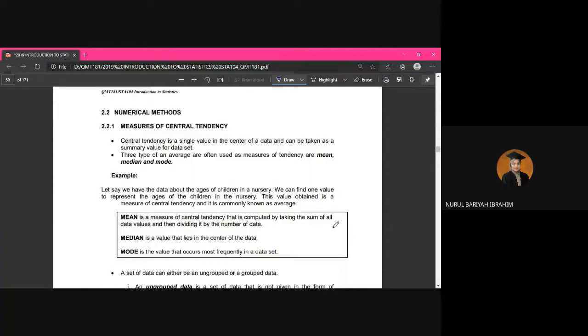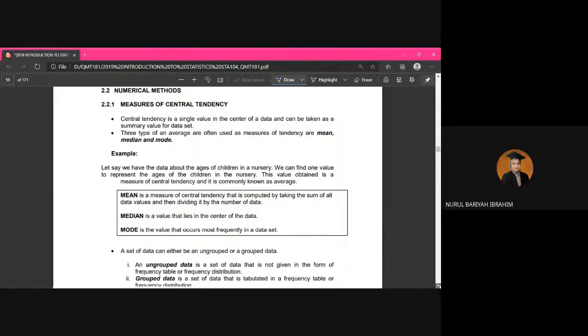So we have three values, like I said just now: mean, median or mode. So what is mean? Mean is the average, which we compute by taking the sum of all the data values and then dividing it by the number of data. So I believe that all of you are used to calculating the mean and know how to use the formula. The second is the median. Median is the value that lies in the center of the data, and the mode is the value that occurs most frequently in the dataset. Okay, let's see the examples one by one.